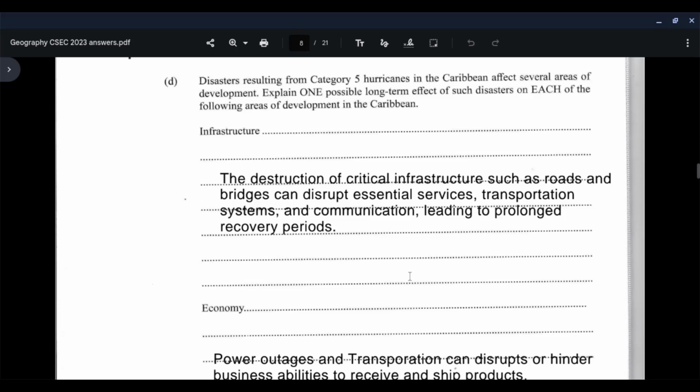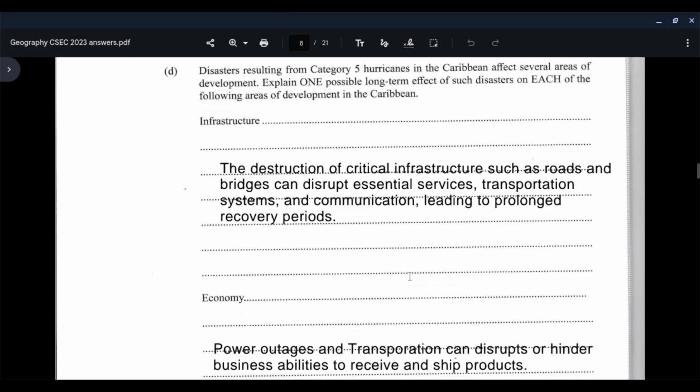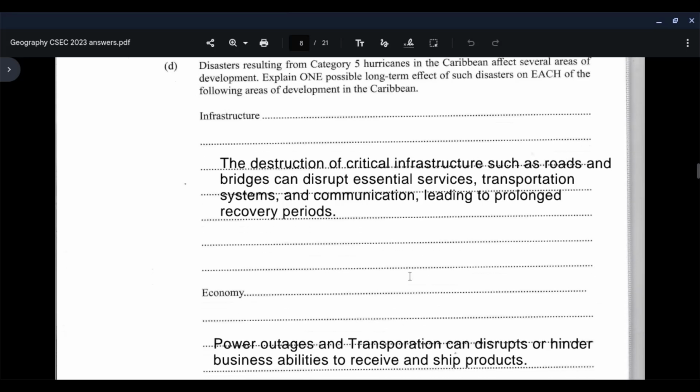Part D asks that disaster results from a Category 5 hurricane in the Caribbean affect several areas of development. We're to explain just one possible long-term effect of such disaster on each of the following areas of development in the Caribbean. So let's talk about infrastructure and what are some of the possible long-term effects of Category 5 hurricanes on the aspect of countries.